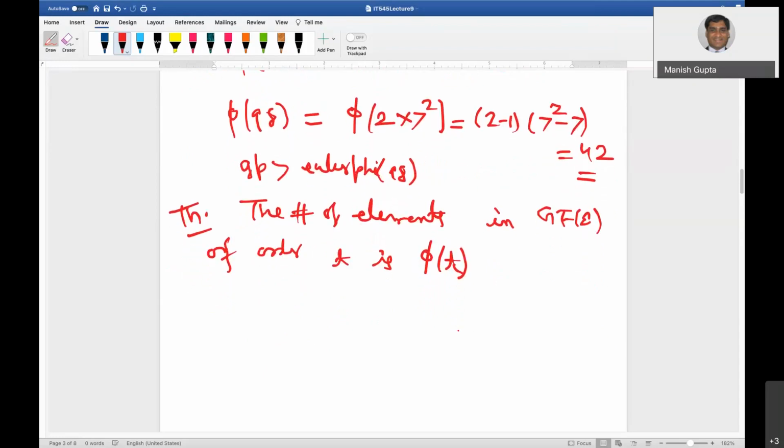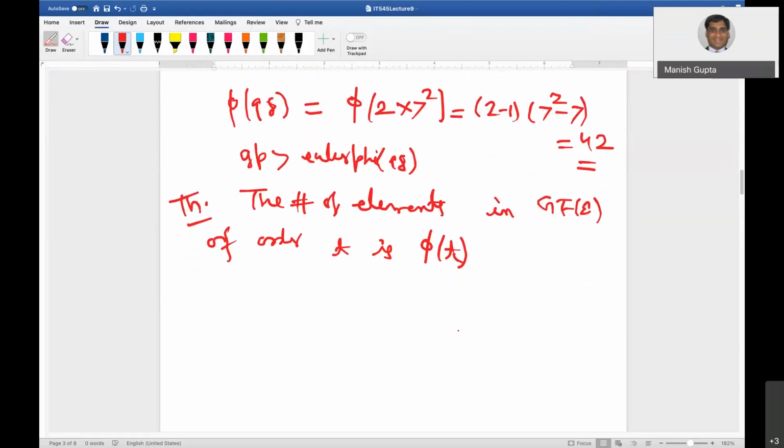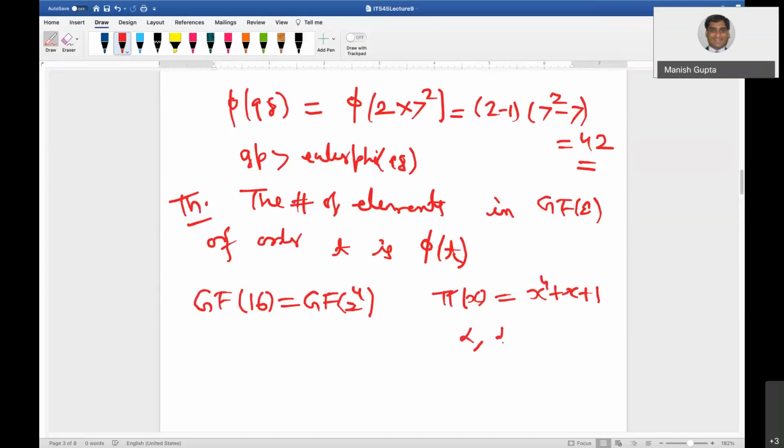Okay. For example, you can construct the field GF(16) with 16 elements, which is GF(2) raised to power 4. You can use the irreducible polynomial pi of x to construct the field, which is x raised to power 4 plus x plus 1. Then alpha, alpha squared, and alpha raised to power 4 are primitive elements here.